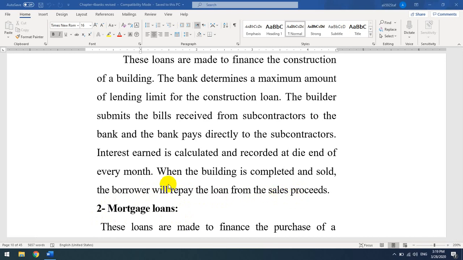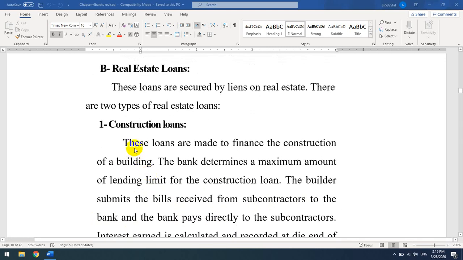When the building is completed and sold, the borrower will repay the loan from the sales proceeds. This is the first type of real estate loans, which is named construction loans. As you see, the client receives proceeds in installments, in gradual amounts, and repays the loan in one shot by the end of the maturity date, or as the contract says.